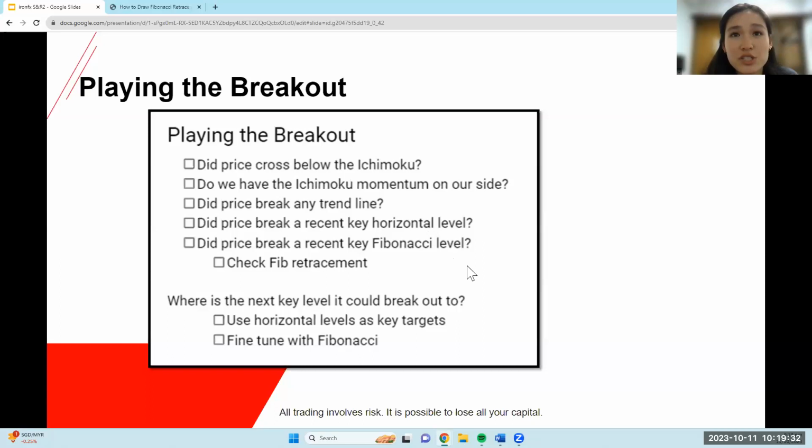Firstly, does price cross below the Ichimoku? If price crosses below the Ichimoku, it suggests that the signal that Ichimoku is giving us is bearish. Do we have the Ichimoku momentum on our side? Is it bearish or bullish? Did price break any trend line?